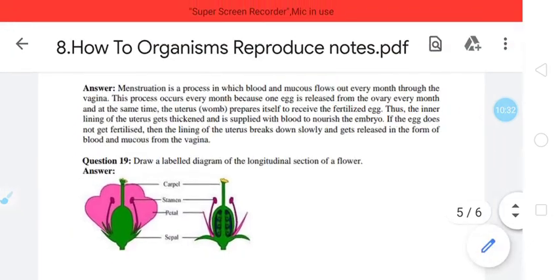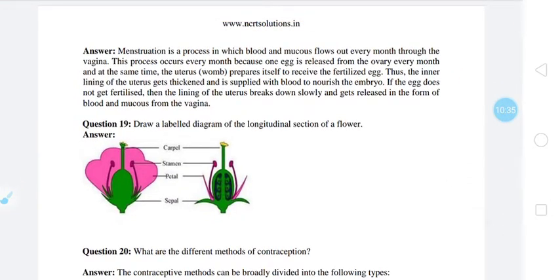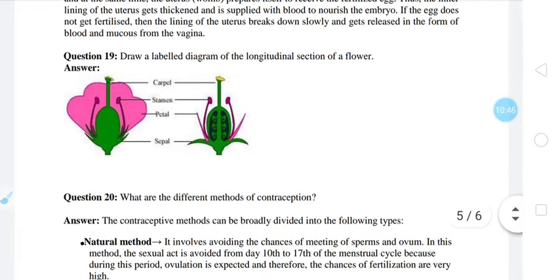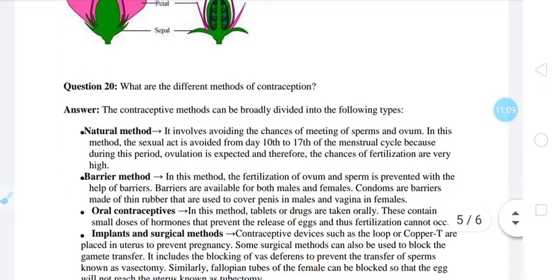Now next question is, draw a labelled diagram of longitudinal section of flower. So this is the diagram in which you have to show sepals, petals, stamen and carpel. Okay, so different parts of the flower you have to show here. It is a very easy figure, from 7th standard we have this diagram, so nothing is difficult to draw this diagram. Diagram should be scientifically correct, that's it. Okay, then next question is, what are the different methods of contraception?